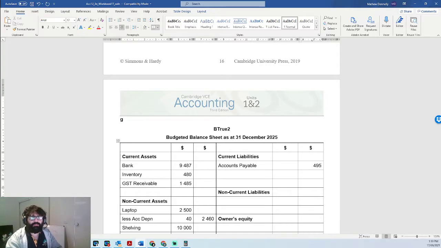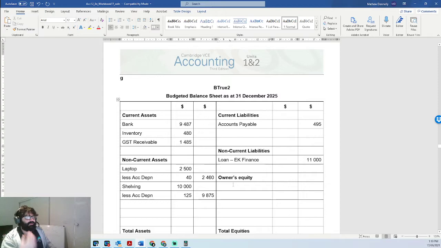Because it's the only one, we can just put it there. Then we've got a loan from EK Finance. Now, there is no mention in my book about how much is due immediately. So we make the assumption that if nothing's mentioned, it all goes at the non-current, because it doesn't have a due date. And they've given nothing to say this is how much they're paying for at the start. So we go capital, and we got the owner, which is Connolly.